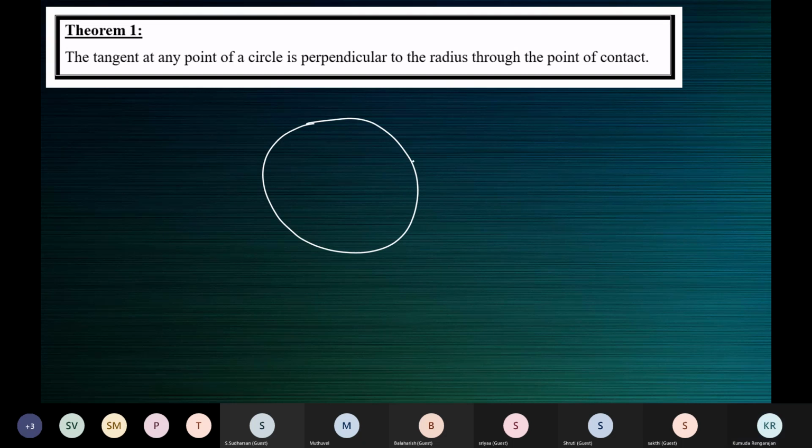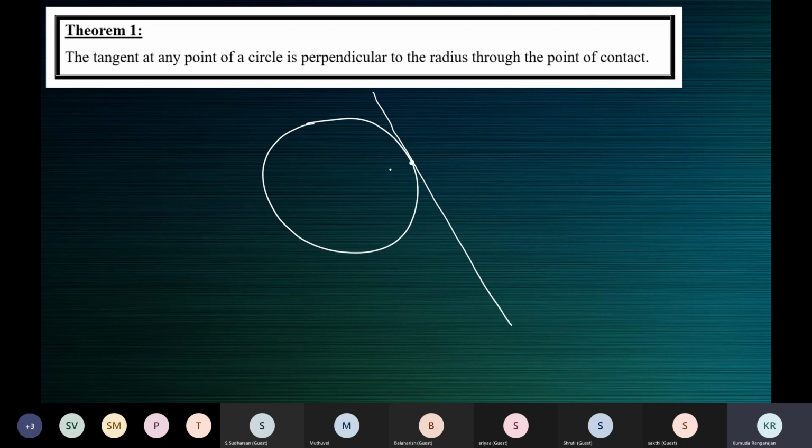Circle, any point on the circle. The tangent at any point of a circle. So through this point, we draw a tangent. Now this tangent through any point of a circle is perpendicular to the radius.